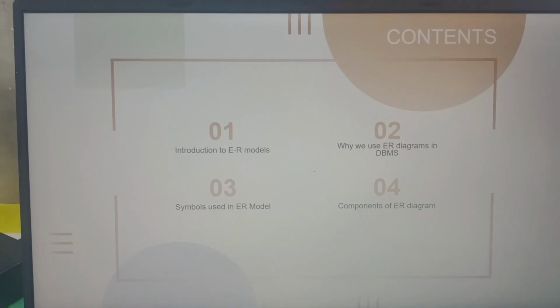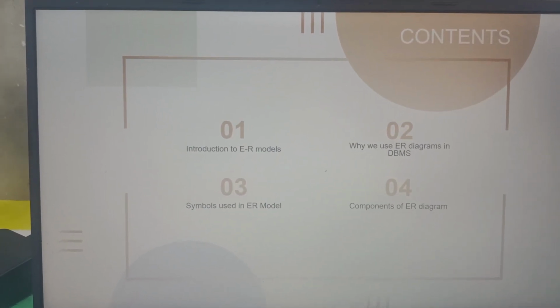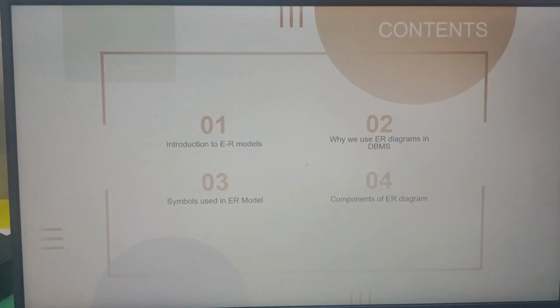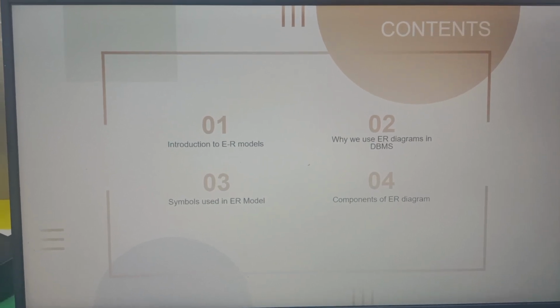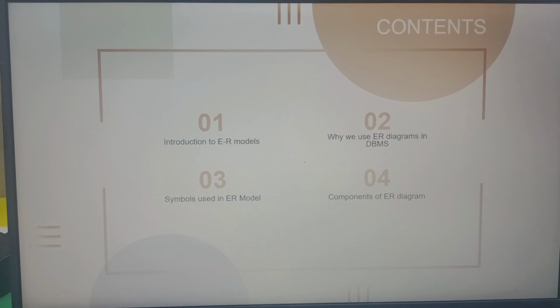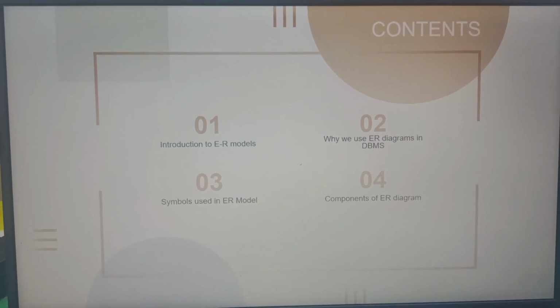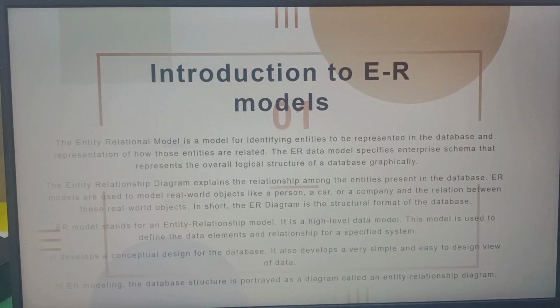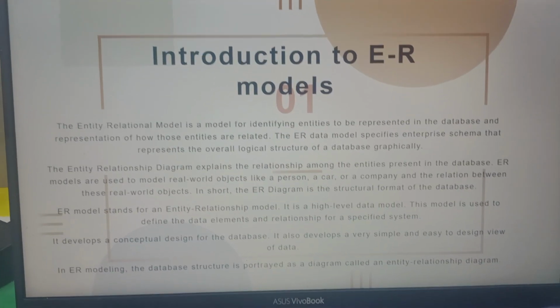And there are some contents. Number one is introduction to ER models. Two, why we use ER diagrams in DBMS. Three is symbols used in ER model. And four is components of ER diagram.